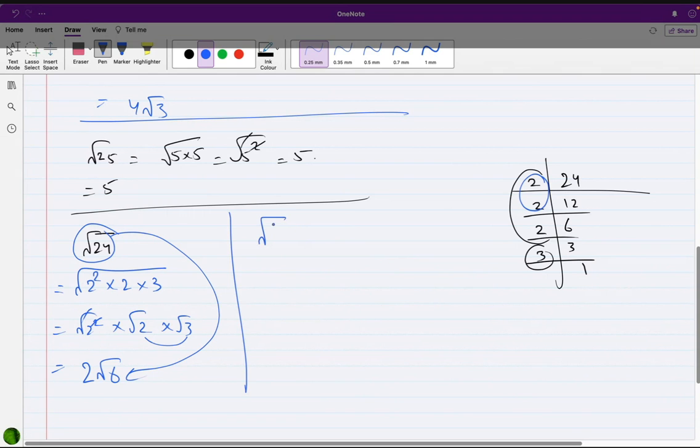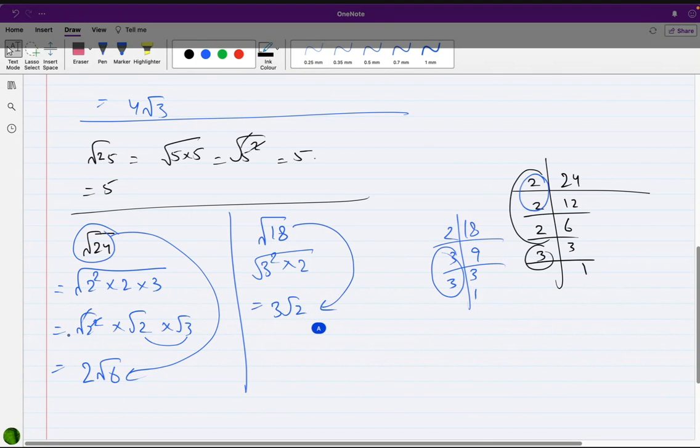Another example, square root 18. Not a perfect square. 2 times 9, 3 times 3, 3 times 1. So there's one pair. We can write 3 squared times 2, whole square root. Now I'm skipping one step and bringing 3 outside directly. So square root 18 can be written as 3 square root 2.